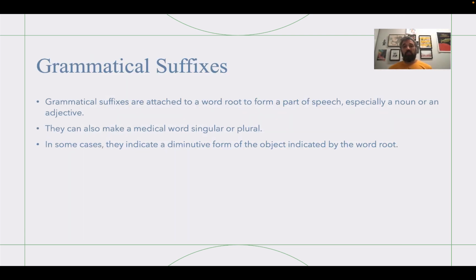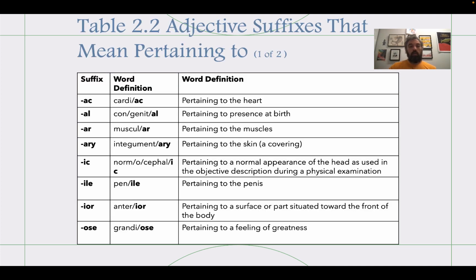When you're looking at grammatical structures of suffixes, they are generally attached to a root word to form a part of speech, generally a noun or an adjective. So you can have suffixes that change things from a noun to an adjective, or an adjective to a noun. They can also make things singular or plural, and sometimes they can change the object that is indicated by the root word itself.